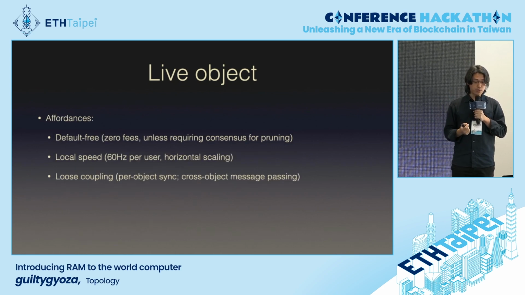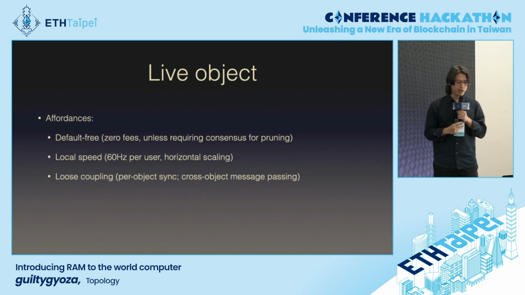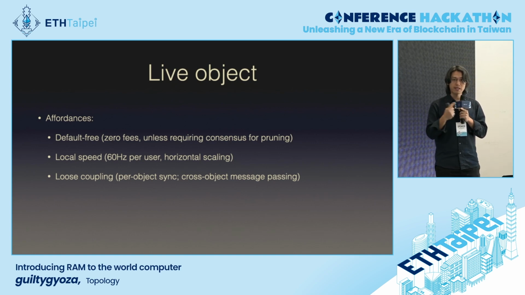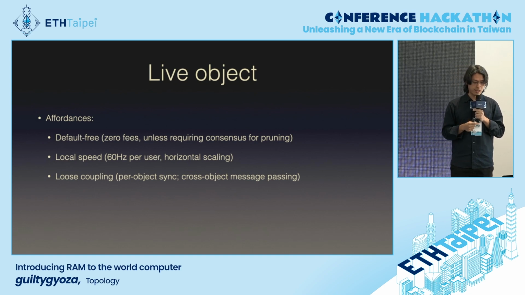The affordances of live object relative to smart contract will be, one, it is fee-free because there's no consensus mechanism required. So transacting against a live object does not require paying a transaction fee to pay for consensus, whether that's paying for CPU power or, in terms of proof of stake, paying for the yield that is expected by the capital at stake in the system. So it's basically free transactions, and furthermore, it runs at local speed.